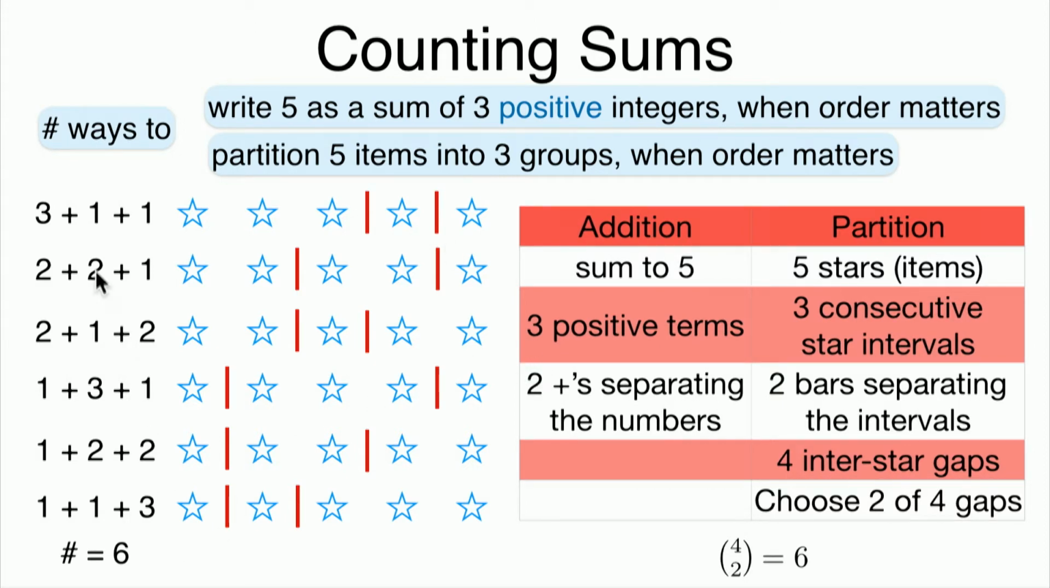So we see that we could get this number by just looking at the number of gaps that we have, which was 5 minus 1, or 4, and the number of bars that we have, which was 3 minus 1, or 2. And we have 4 choose 2, which is 6, which is the number that we got here.